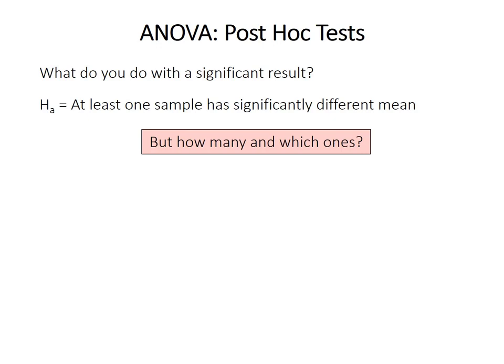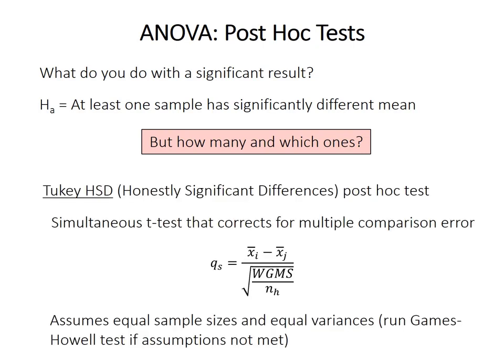If it's less than 0.05, you would reject the null hypothesis. But what does that really tell you? The alternative hypothesis, most commonly, is that at least one of the samples differs significantly from the others. But how many do, and which ones do? Well, if you obtain a significant overall ANOVA, often called an omnibus F, you can run a post hoc test.